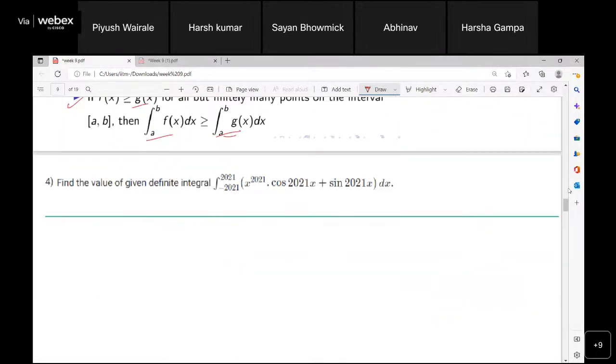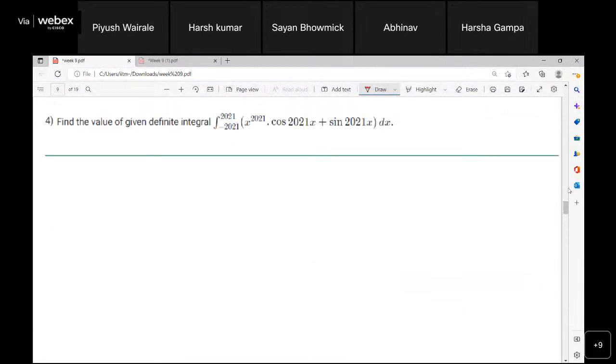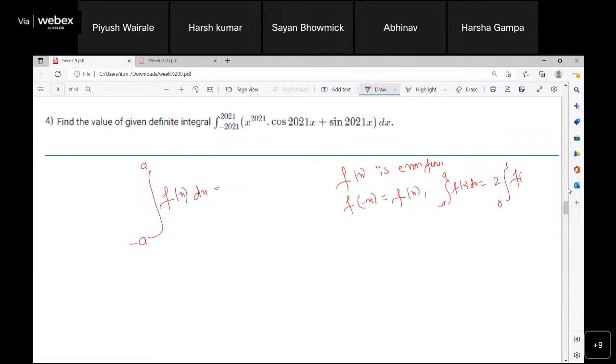Now, there's one more concept. Suppose there's one more rule. So I have integral from minus a to a f of x dx, same limit from minus a to a. But if my f of x is an even function, means if I replace x by minus x, I am getting f of x only, then this integral from minus a to a f of x dx will be equal to twice of 0 to a f of x dx, right? For even function.